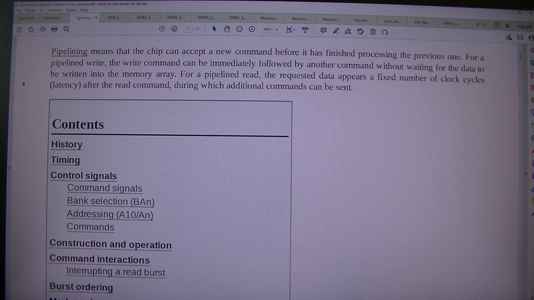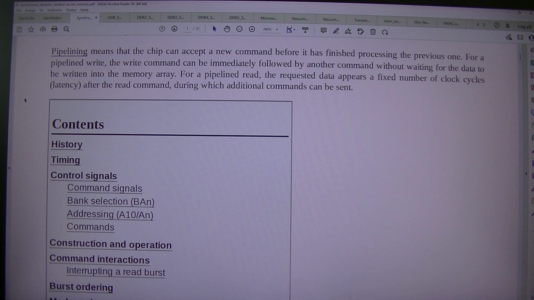For a pipelined write, the write command can be immediately followed by another command without waiting for the data to be written into the memory array. For a pipelined read, the requested data appears a fixed number of clock cycles, latency, after the read command, during which additional commands can be sent.